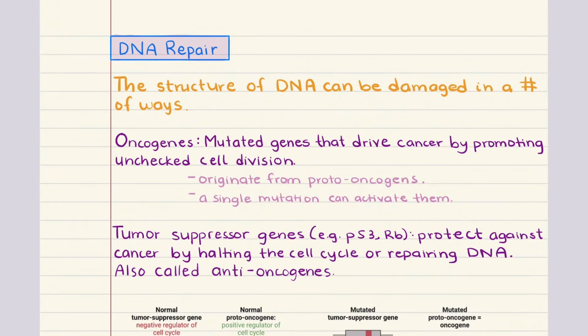On that note, let's break this down further by talking about the two key types of genes that are involved in cancer: oncogenes and tumor suppressor genes. Oncogenes are mutated versions of normal genes called proto-oncogenes. Proto-oncogenes normally help regulate cell growth and division, but when they're mutated, they can become overactive and drive unchecked cell division. In other words, a single mutation can turn a proto-oncogene into an oncogene, and that can tip a normal cell into cancerous behavior.